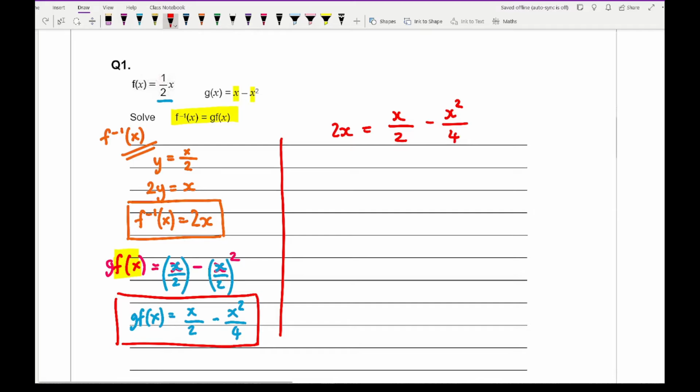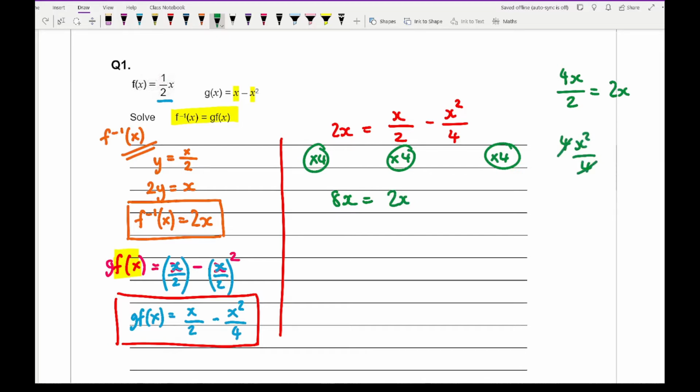Now what you want to do here is try and get rid of those fractions. So the best way of getting rid of those fractions is to multiply everything by 4. So if I multiply everything by 4, 2x then becomes 8x. X over 2, well that then becomes 4x over 2, which then just becomes 2x. And x squared over 4 times 4, well the 4's cancel out, so I'm just left with x squared.